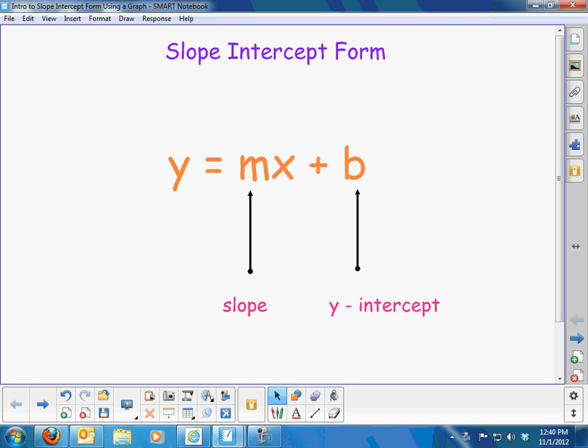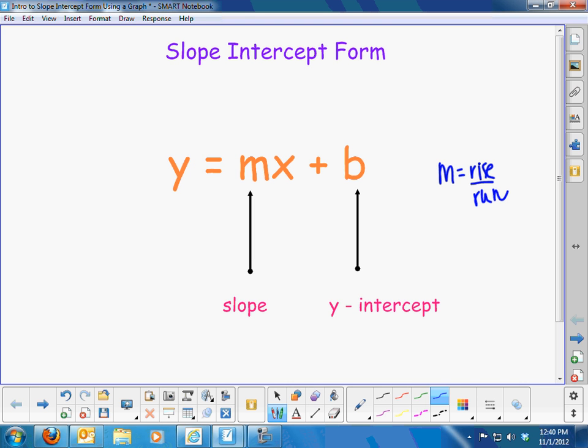Today when we look at something called slope-intercept form, y equals mx plus b, it's important to realize what a couple of these letters mean. M is always going to be used to refer to your slope. Now we know that slope is rise over run. So m equals rise over run.